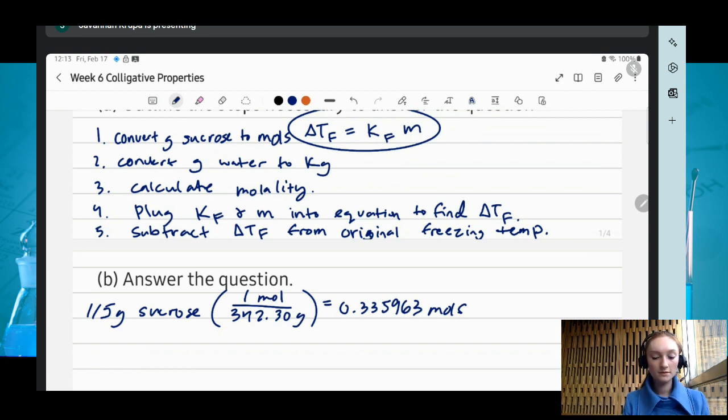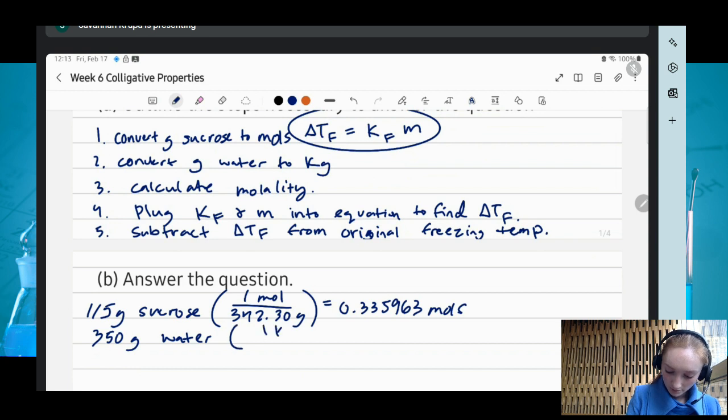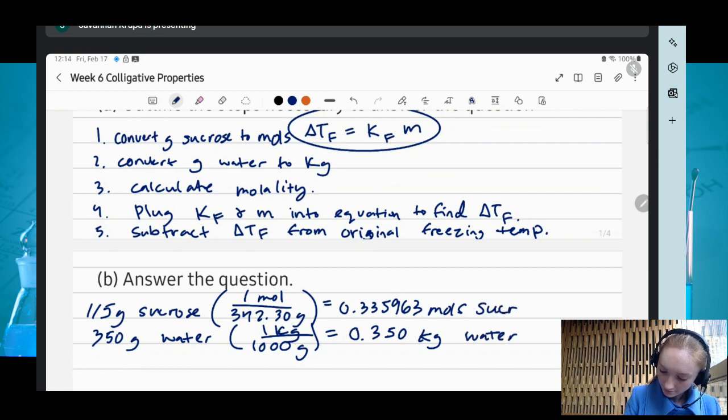Step 2 was to convert grams to kilograms of water. So we had 350 grams given to us from the problem. And so we divide by 1,000 and we will get 0.350 kilograms of water.